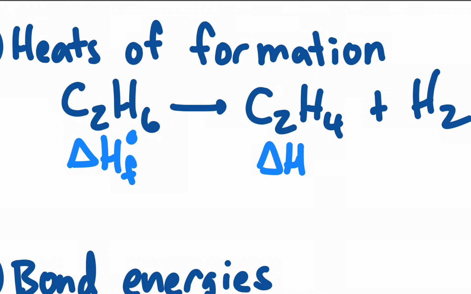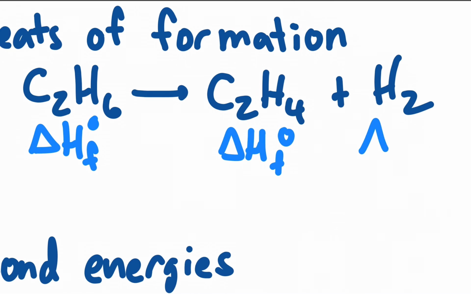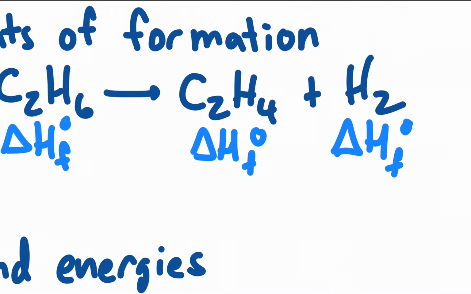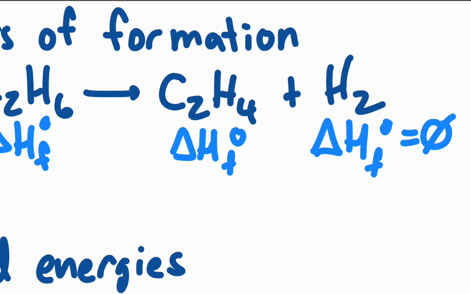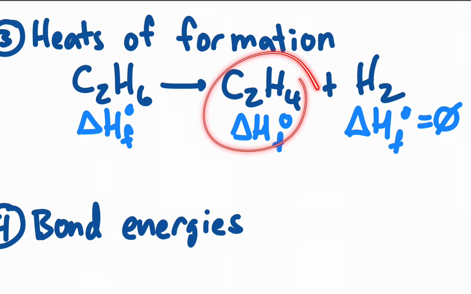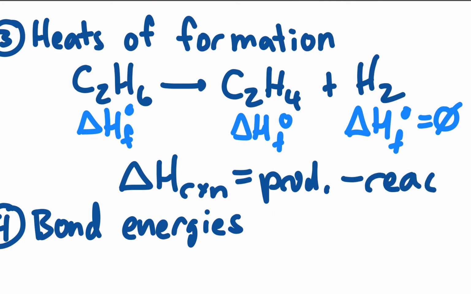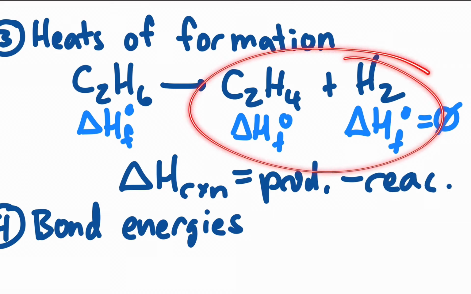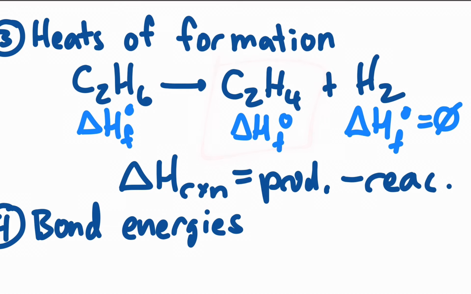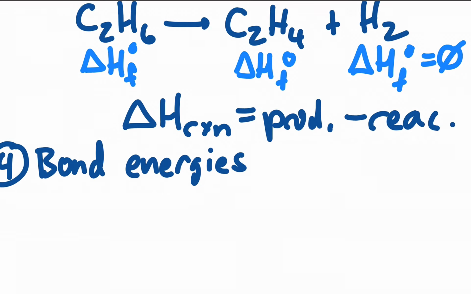This would have a formation value. And hydrogen is an element, and in its standard state, it actually would have a formation value of 0, but all the others would have something numerical. And then the delta H of this reaction is simply the products minus the reactants. I would add up all the delta H's of the products, in this case just the C2H4, multiplied by 1 because of its coefficient, and subtract everything related to the reactants, which is just this one C2H6, and that's how I get the delta H of a reaction.